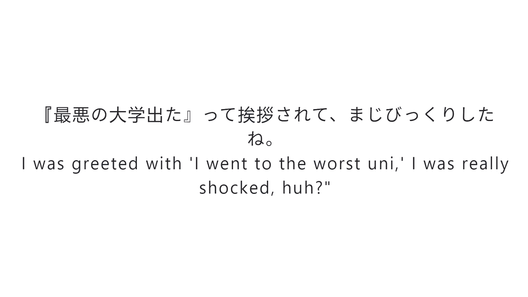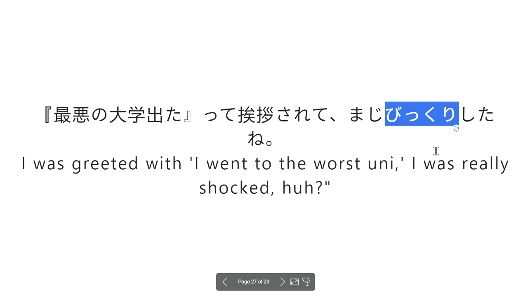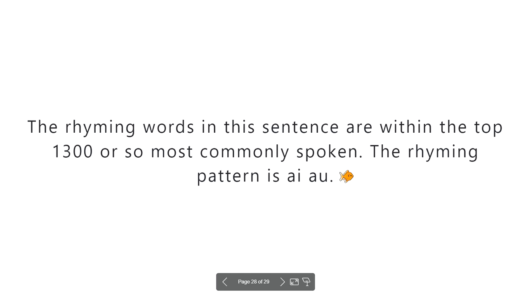And I've repeated again here. Saiaku no daigaku deta te aisatsu sasete maji bikkuri shita ne. So maji means very, and bikkuri means surprised. So very surprised. The rhyming words in this sentence are within the top 1,300 spoken words. So if you're studying a language, the top 1,000 words are quite a good target, if you're very serious about learning a language. The rhyming pattern is "ai au".